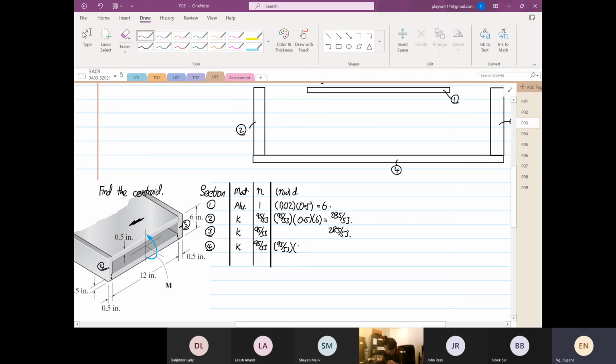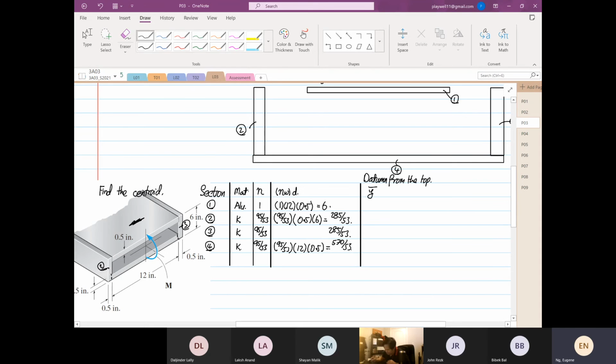The width is 12. The thickness is 0.5. So 95 over 53 times 12 times 0.5 is equal to 570 over 53. Next we're going to take individual y bar. So I'm going to take datum from the top. I declare datum from the top.